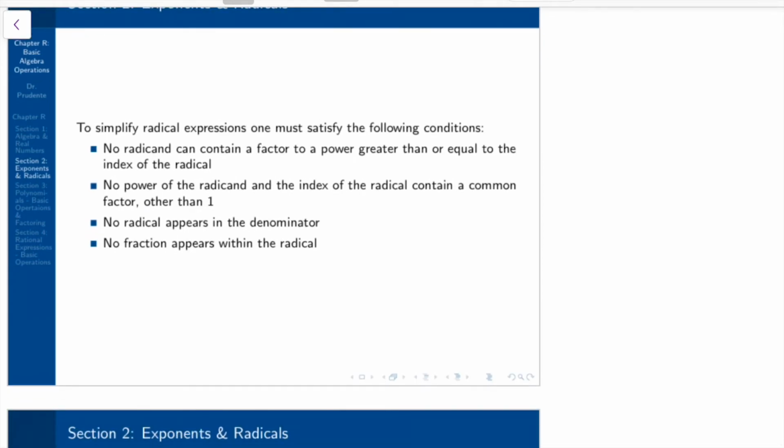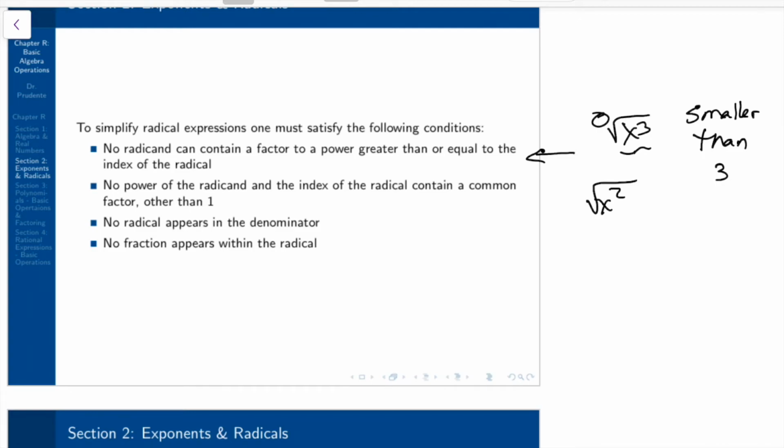One of the last things we want to do is learn how to simplify radical expressions. What we want to do is say that anything under the radical has to be as simple as possible. An example of that would be the square root of x cubed. Since the power under the square root is larger than 2, this must be able to be reduced.